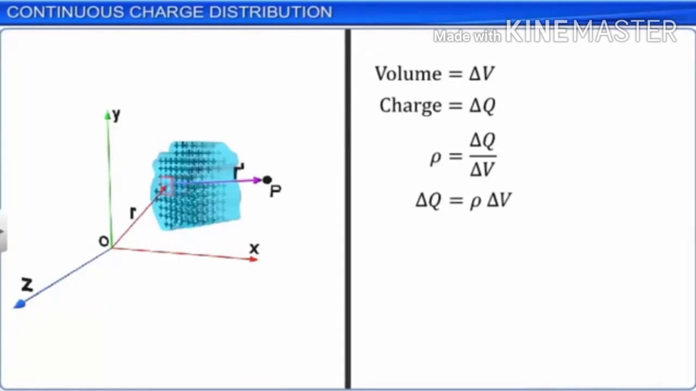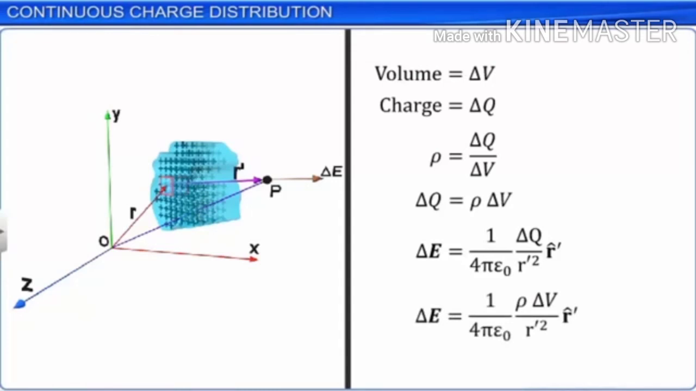The electric field strength at point P due to the volume element is delta E is equal to 1 by 4 pi epsilon naught delta Q by r dash square into r dash cap, where r dash cap is the unit vector in the direction of the straight line from the volume element towards the point P. This can be written as delta E equal to 1 by 4 pi epsilon naught into rho delta V by r dash square into r dash cap.